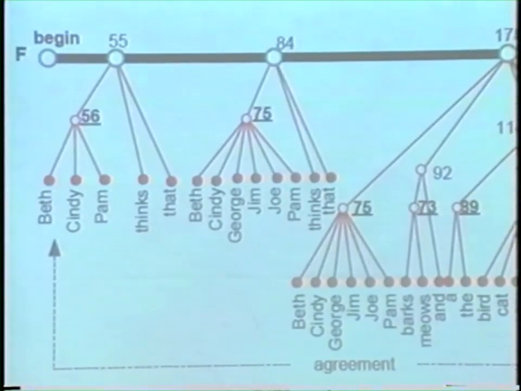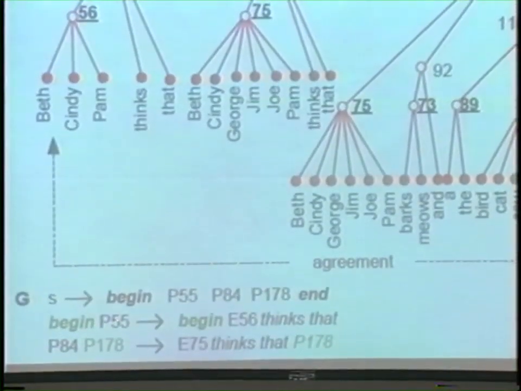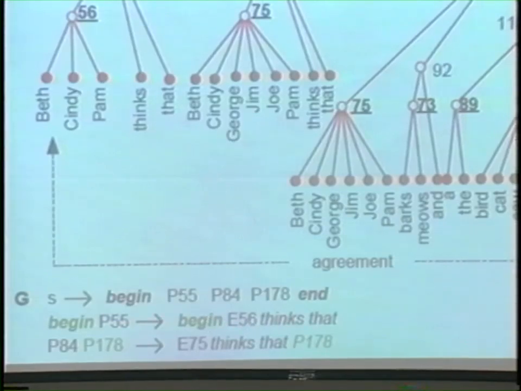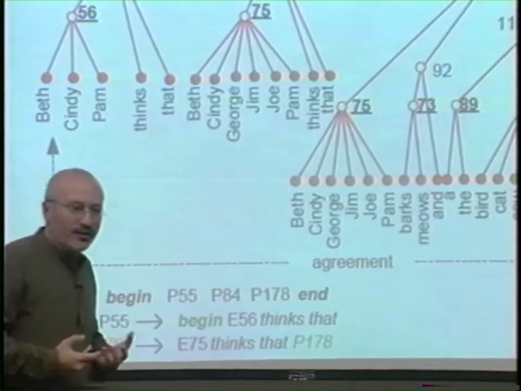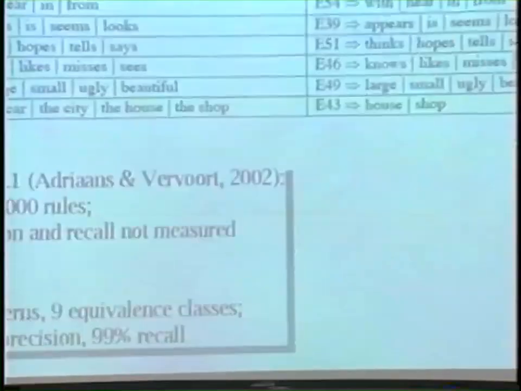And you can see the form of the rules here, if you want to translate those trees into rules. What's the difference between P55 and P84? Well, the difference is that this sits next to begin, at the beginning of the sentence. So the production would look like begin followed by P55. It goes into begin followed by E56, followed by things, followed by that. So it's a standard context-sensitive rule representing this tree here.